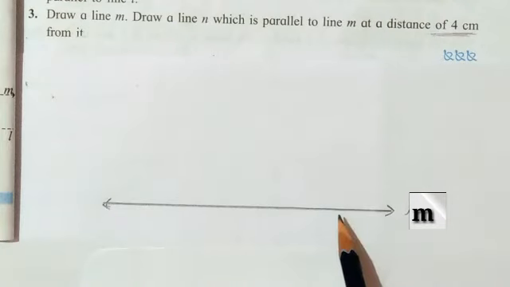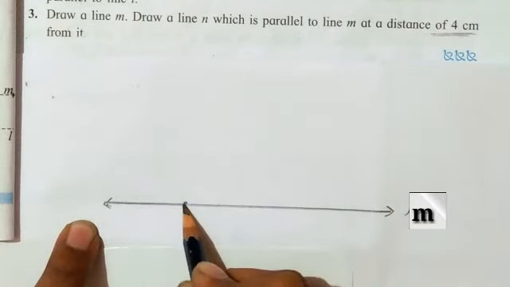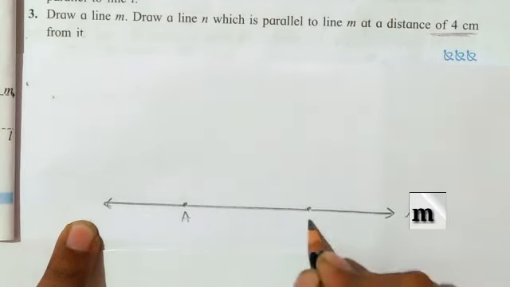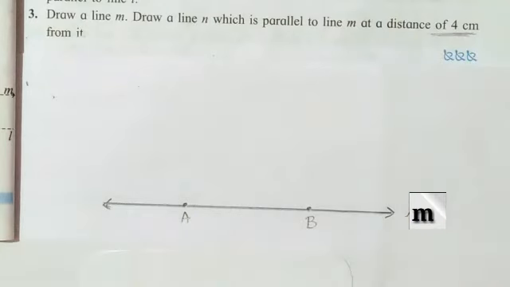Students, be careful whenever you are drawing the line first. You have to use the line which is given on the notebook page, and you have to draw the perfect line over that only, so it will become very proper. Now over this line M I have taken two distinct points, or any two points. Suppose points A and B are given. These points help us to draw the next parallel line.